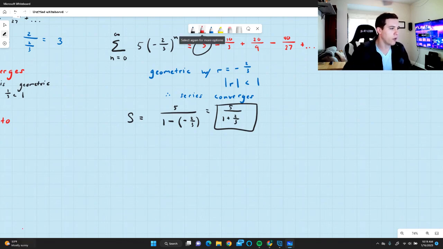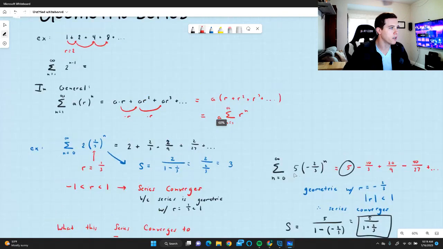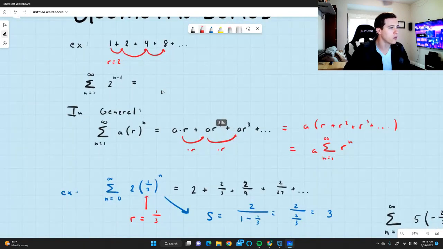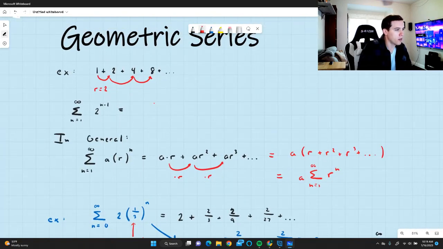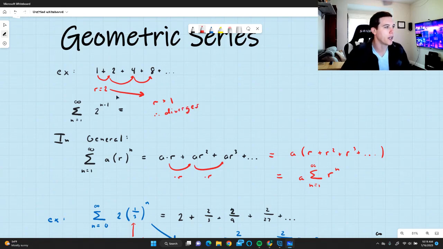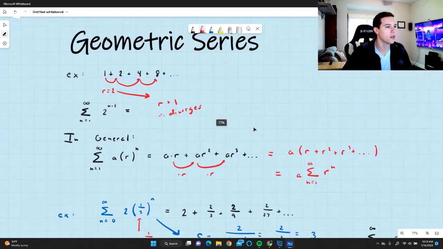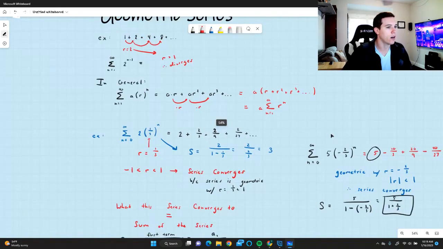Just real quick, if we go back to the very first series, this one that I started us with, what does this one do? Well, it's geometric, but look, r is greater than 1, therefore this one diverges, which should make sense. It also fails the test for divergence, or I should say it gets eliminated by the test for divergence, because look, this limit as we go to infinity is not 0, it's infinity. You just keep adding bigger and bigger terms. So that's a case where it's pretty obvious.